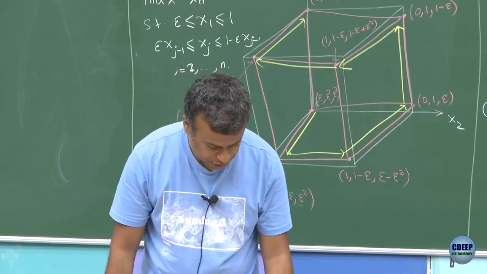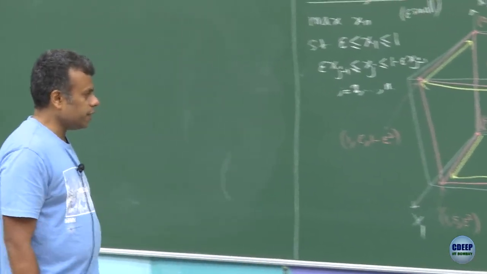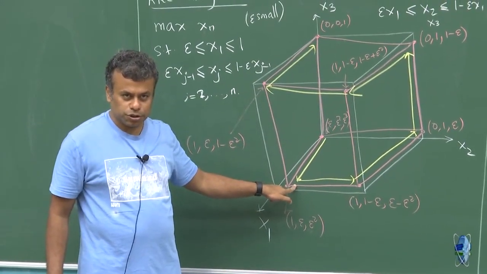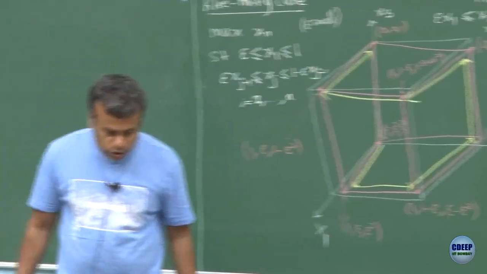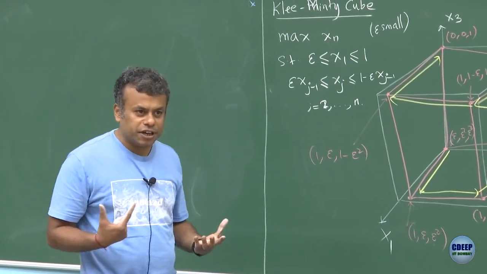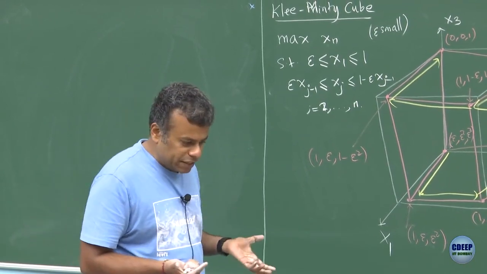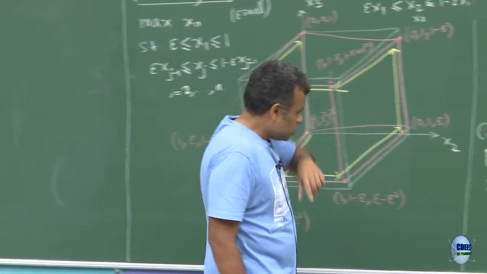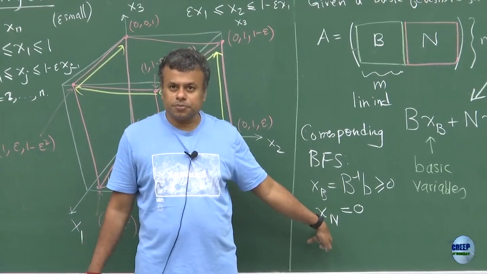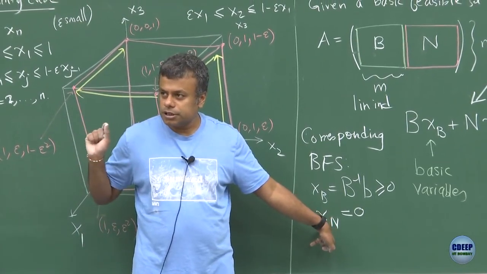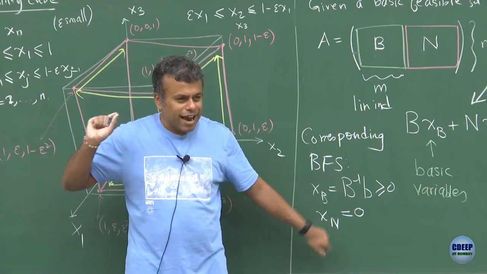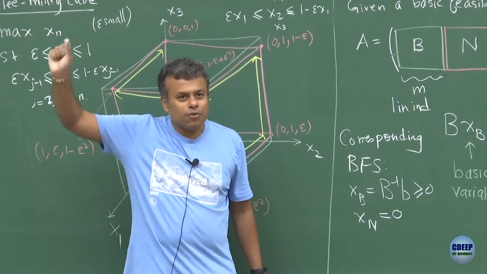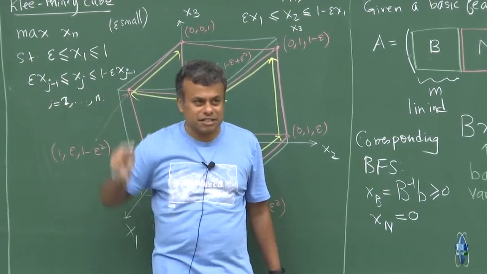And now we can talk about the following. So we are at a basic feasible solution here. We want to move to a different basic feasible solution, right? Okay. So what we want to do is, we don't want to move in any improving direction. We want to move in a basic direction. So what does that mean? It means that I want to pick one non-basic variable, right? So I want to pick one non-basic variable and increase its value. All other non-basic variables I want to be maintained as 0.